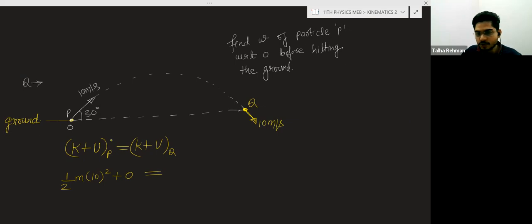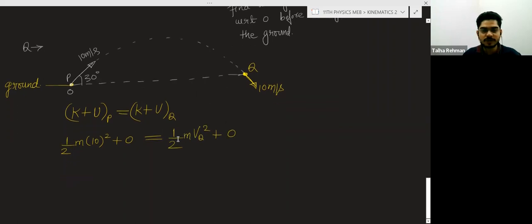Now at point Q, there will be only kinetic energy, that will be half into mass of the particle into velocity at Q square, and potential energy will be again 0 because the particle will be again at the reference point. So from here you will get the velocity at point Q is equal to again 10 meter per second.